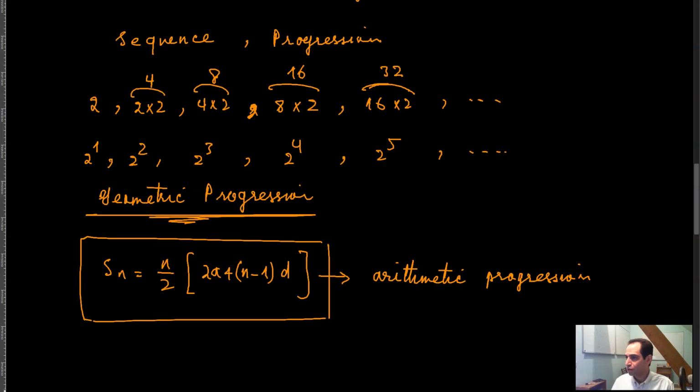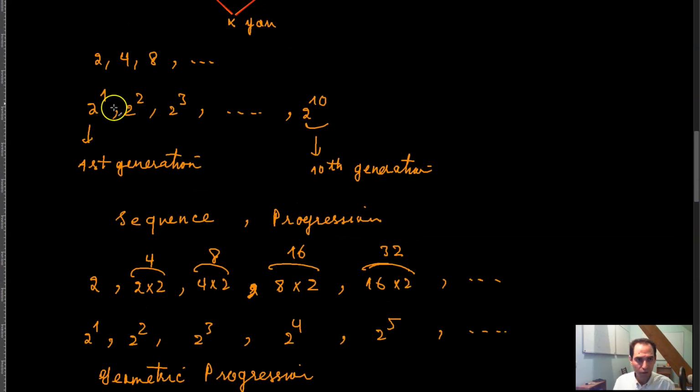So the number of the person's ancestors for the first, second, third generation, and so on, all the way up to the 10th generation, would be 2 raised to the power 1, 2 raised to the power 2, 2 raised to the power 3, all the way up to 2 raised to the power 10 people. And these numbers form what we call a sequence. For now we can call them a sequence, and since they follow a specific pattern, we can call it a progression, and it's a specific type of progression called a geometric progression. But we will talk about all of these in the coming videos.